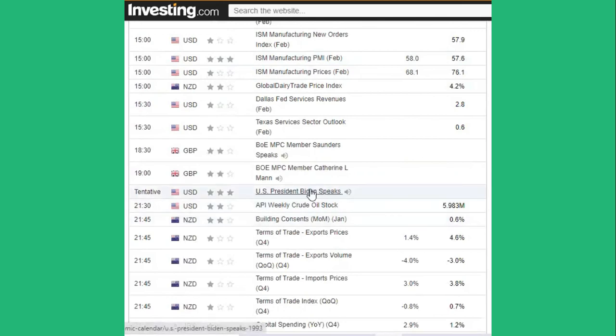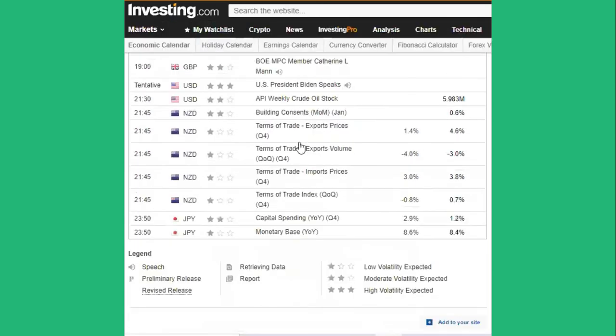We're not sure when, but President Biden, the leader of the free world, is going to talk at some point, probably between 7 p.m. GMT and 9:30. Obviously, the leader of the free world can move all currency pairs, so it'll be interesting to see what he has to say today. Other than that, for the rest of the day we have no real news to speak of, but it's quite a busy news day, so you must be aware of all of those releases.